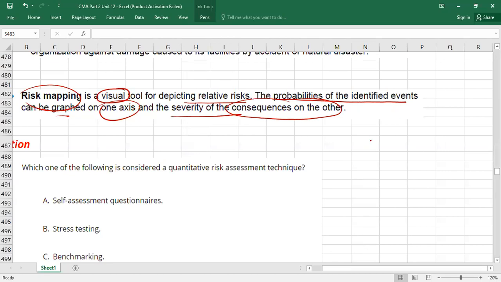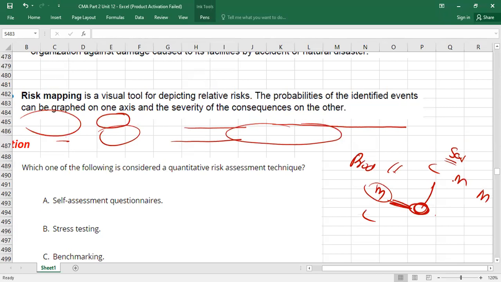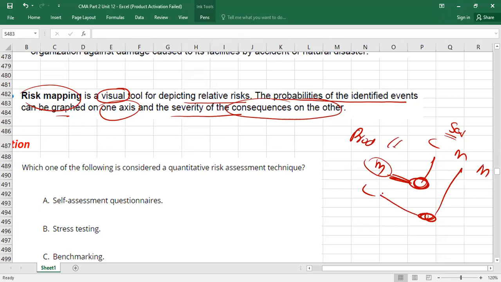Okay, for example, as I give you an example, how severe it is. Let's assume this is the probability, meaning chance of occurrence: high, medium, low. And then we have severity or impact: critical, major, and minor. For example, if one risk is at this point, it means impact is critical and risk probability is medium. If one risk falls here, it means impact is major and probability is low. So this is visualization, that you are visualizing for depicting relative risk.